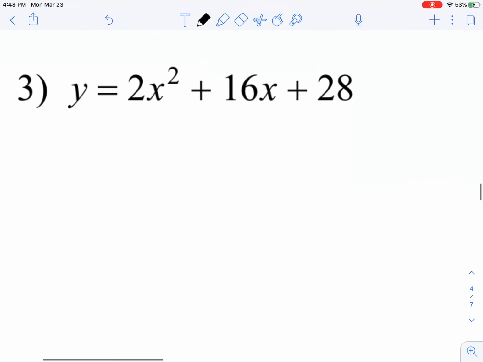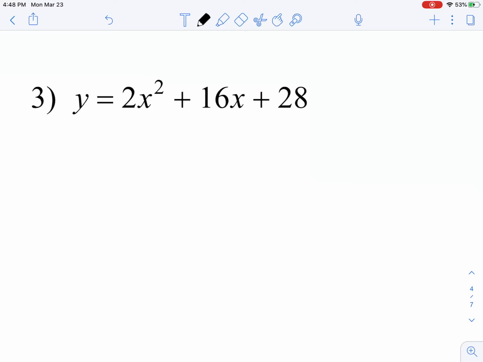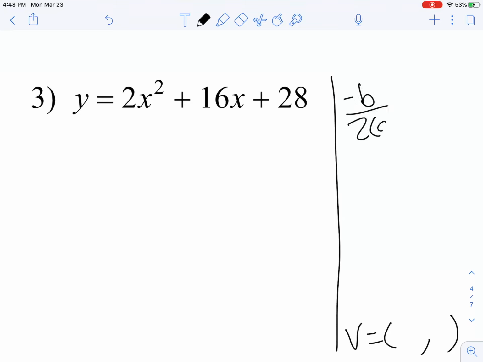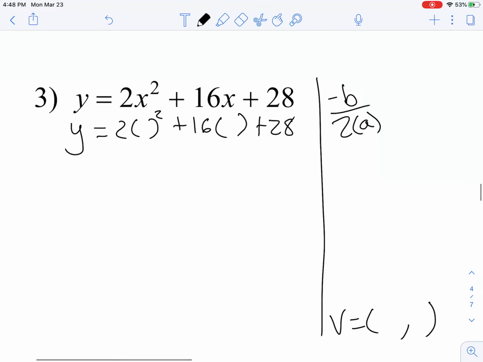All right, number 3. V equals some number, comma, some other number, negative b over 2 times a. Y equals 2 times some number squared plus 16 times some number plus 28. And we know that our a is 2, our b is 16, and c is 28. So we're saying the opposite of b, so the opposite of positive 16, over 2 times a, in this case is 2.